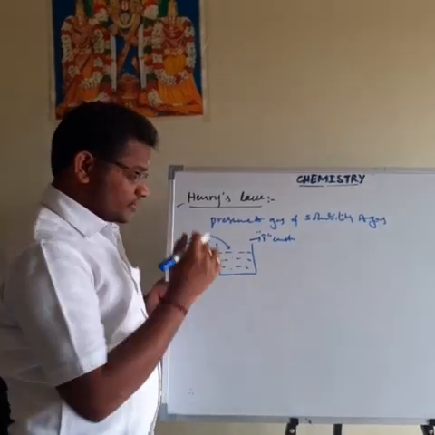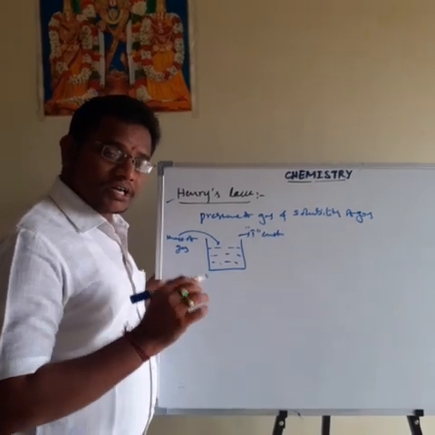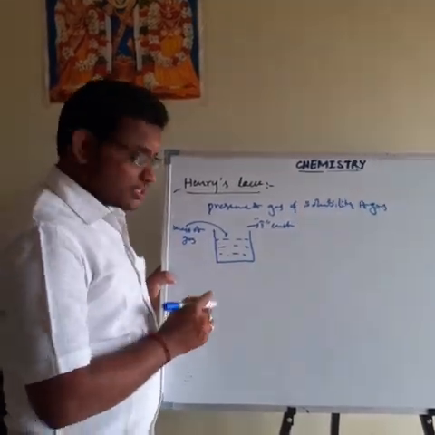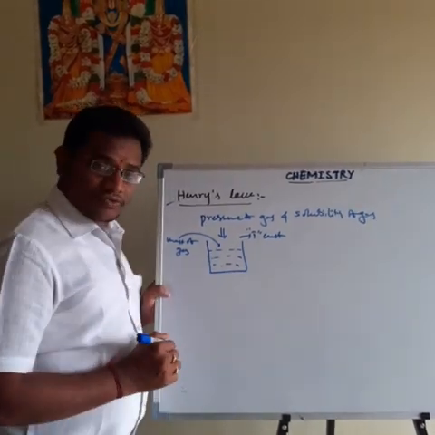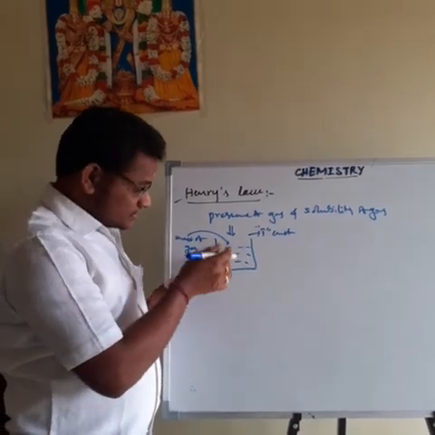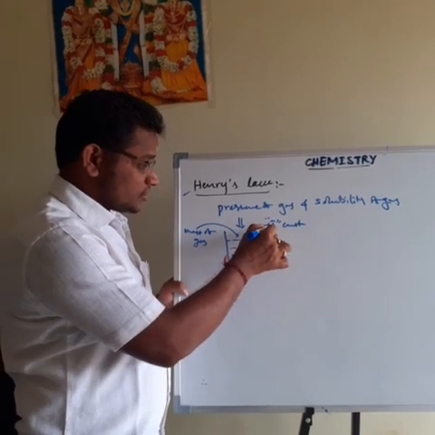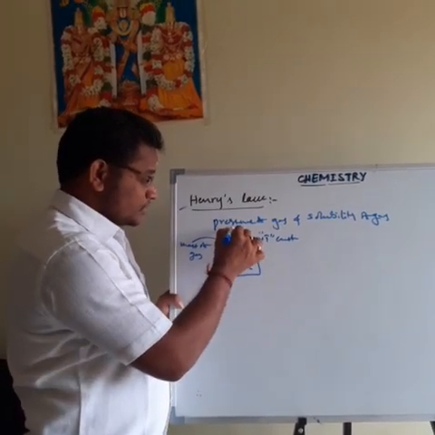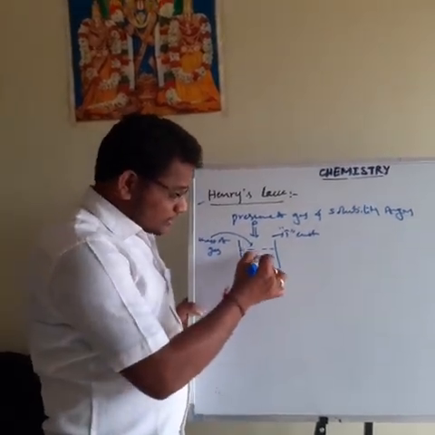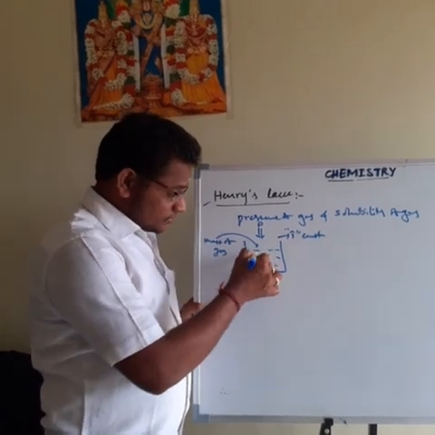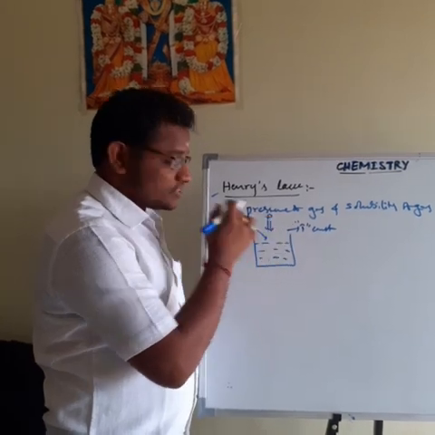The mass of gas dissolved in the given volume of liquid at constant temperature is directly proportional to the partial pressure of the gas over the surface of the liquid. That means if the pressure of the gas is increased, more mass of the gas is dissolved. If the pressure of the gas is decreased, less mass of the gas is dissolved. That means the solubility of the gas in the liquid is directly proportional to the partial pressure of the gas over the surface of the liquid.